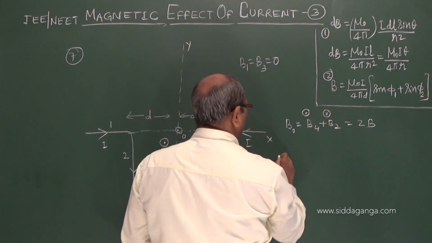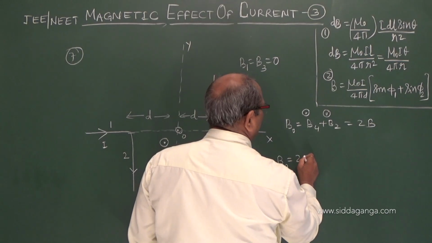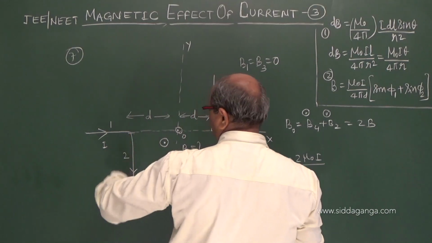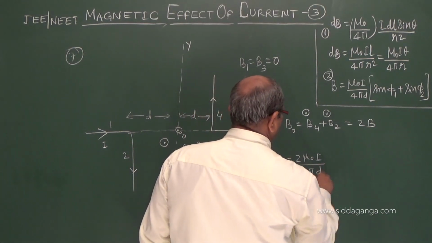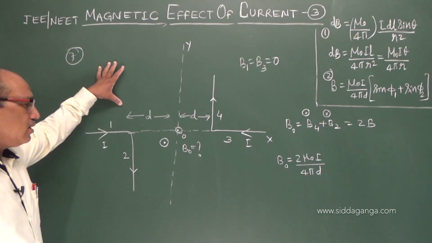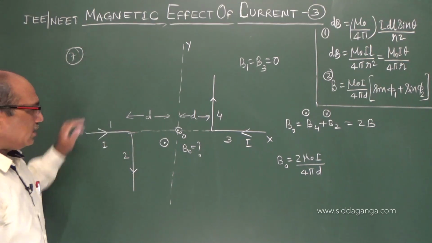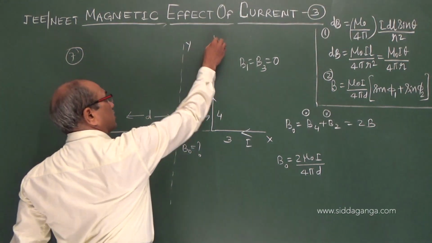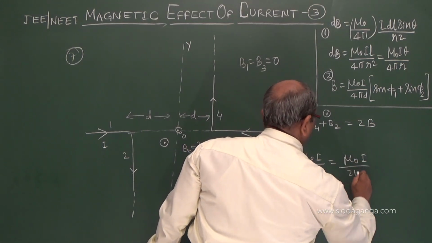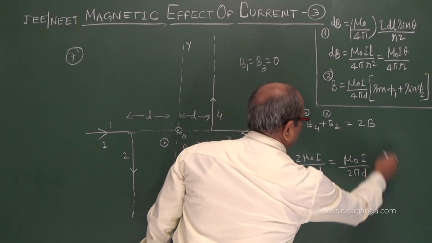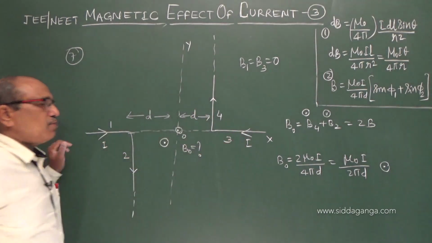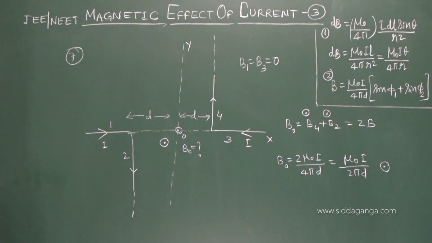B naught is equal to 2 times mu naught I upon 4 pi D for half the wire. Full wire is mu naught I by 2 pi D, and half the wire is not extended, it is extended towards infinity on the other side. Therefore it becomes mu naught I upon 2 pi D, outward field. The example we have taken here is a wire bent in an L shape on either side like that. Let us go to the next one.